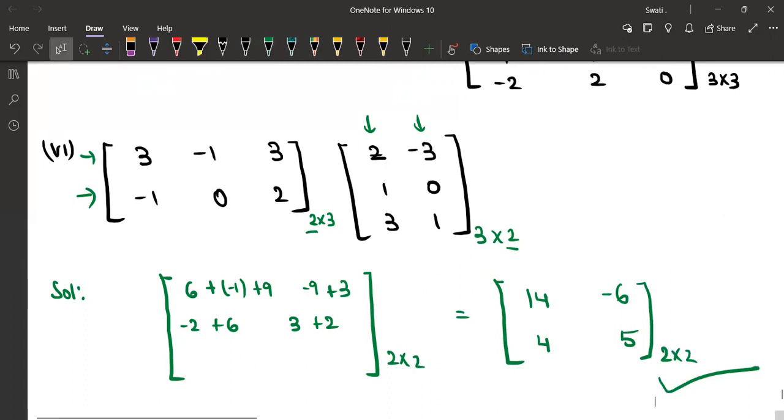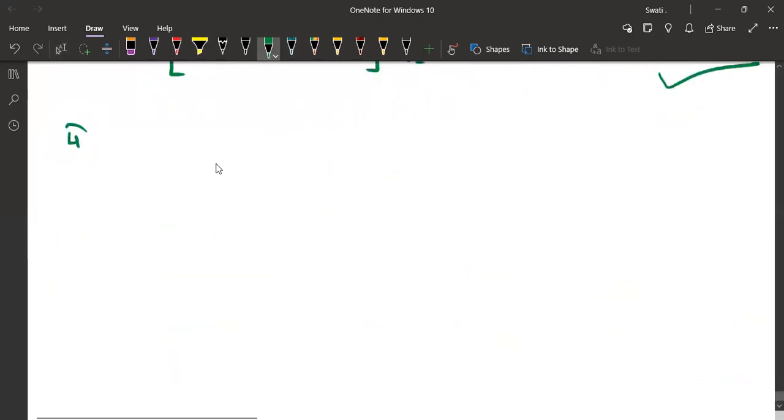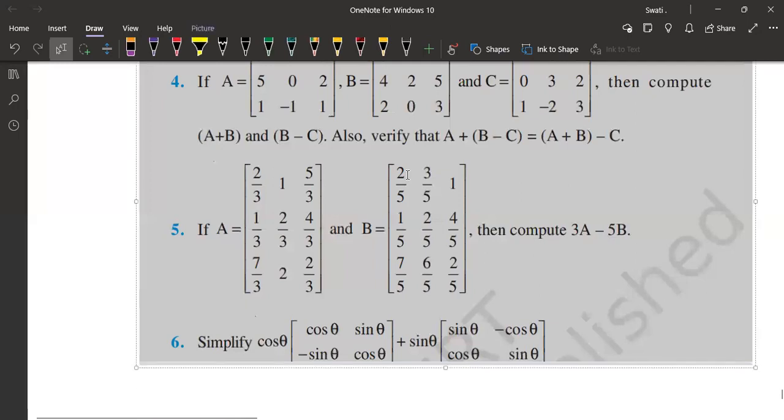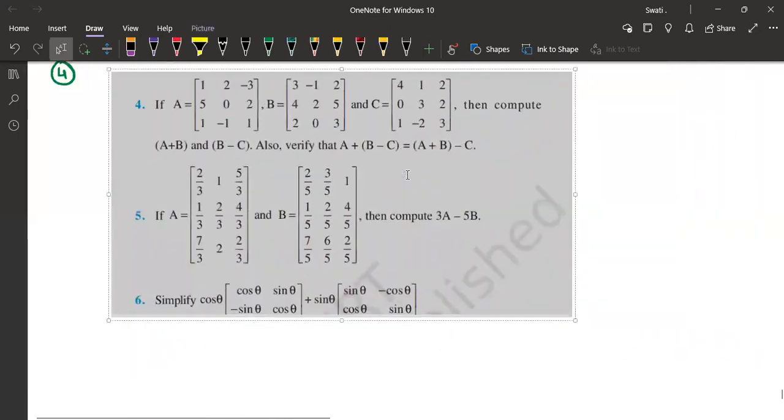So we are already done with 3 questions. Let's move to the 4th question now. Okay. So in the 4th question, let me show you the 4th question first. All right. So the 4th question is, yeah, it's here. In the 4th question, as you can see, we need to first compute a plus b and b minus c. All right. So let's start with the solution for the 4th one.